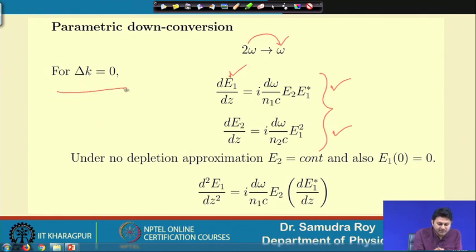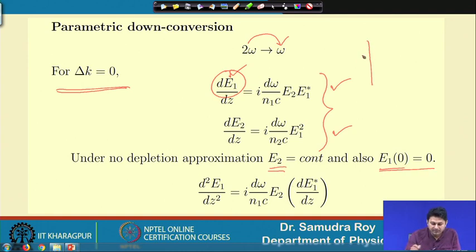Delta k is the phase mismatch. We consider that phase matching is already there, which means momentum conservation is already valid. Energy conservation is valid. So, now our aim is to find out whether we can generate some kind of subharmonic under this condition or not. Subharmonic means we try to find the evolution of E 1. Under the no depletion approximation, E 2 is constant and E 1 is 0.